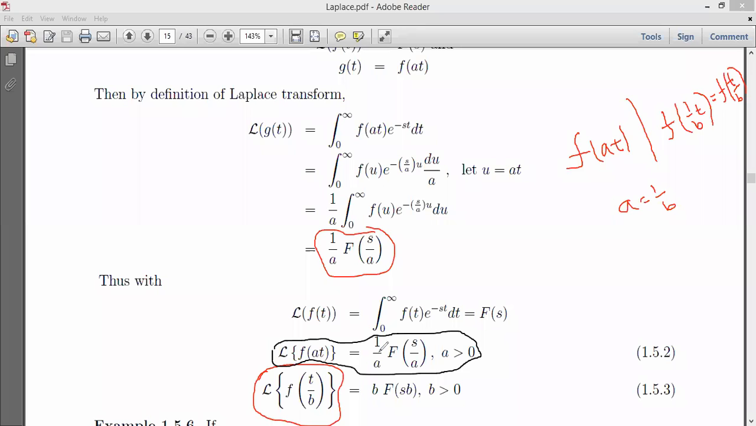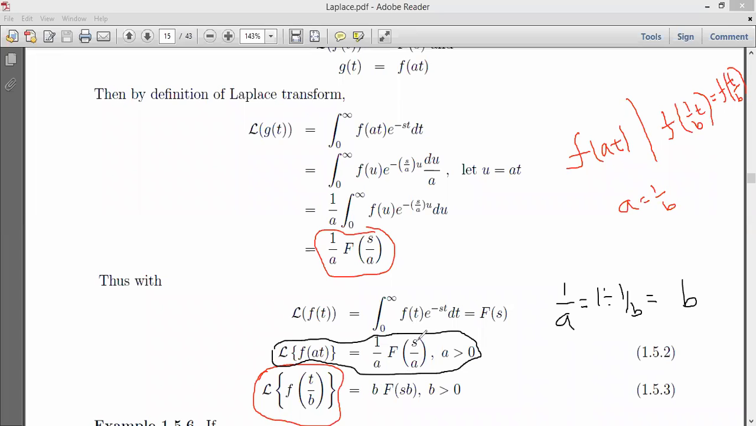Then what do I have here? This was 1 over A. But the A is 1 over B. So I have 1 divided by 1 over B, which is equivalent to what? Which is equivalent to B. I hope I am clear. So my 1 over A simply becomes a B.